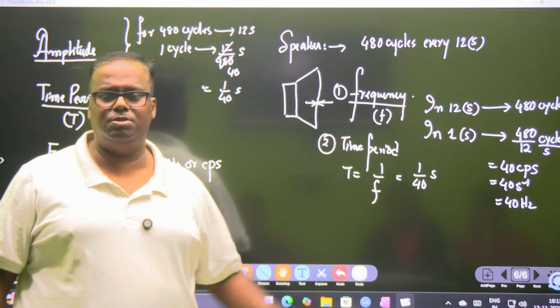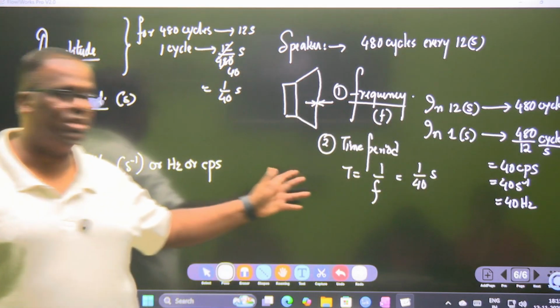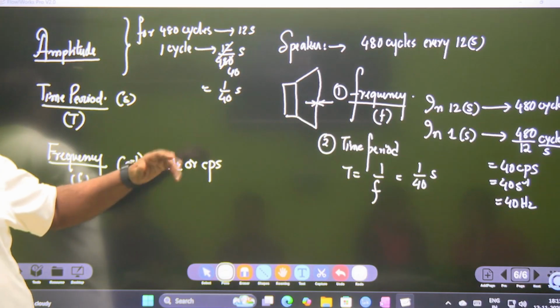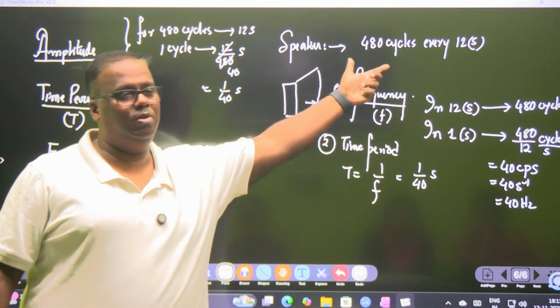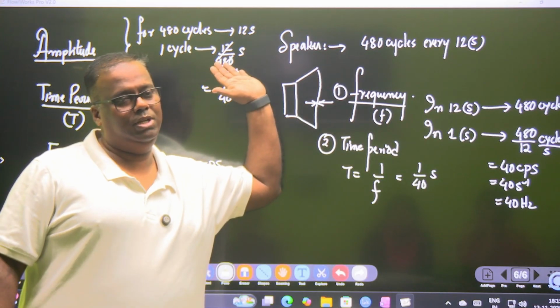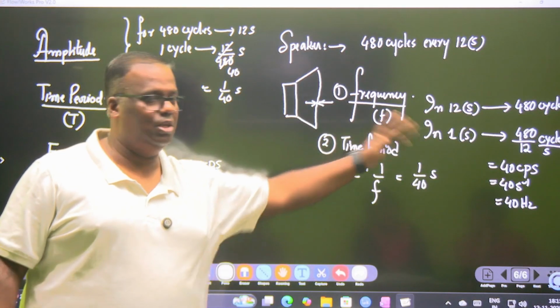Yeah, time period is the reciprocal of frequency. The formula that we have is T is equal to 1 upon F. Time period is always measured in seconds, frequency is always measured in hertz. So we took a typical problem where we tried to calculate frequency, then you can apply it and go to time period.